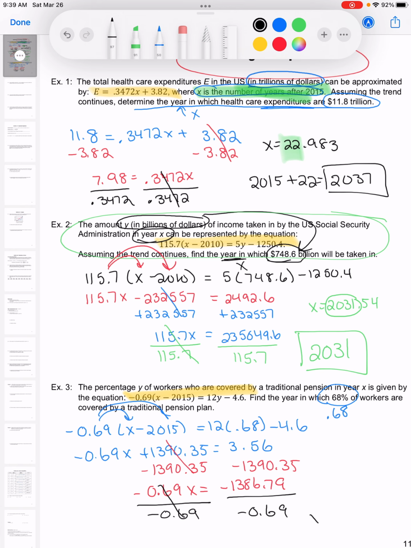Remember, we're not going to round. We're just going to keep our solid whole number year there.